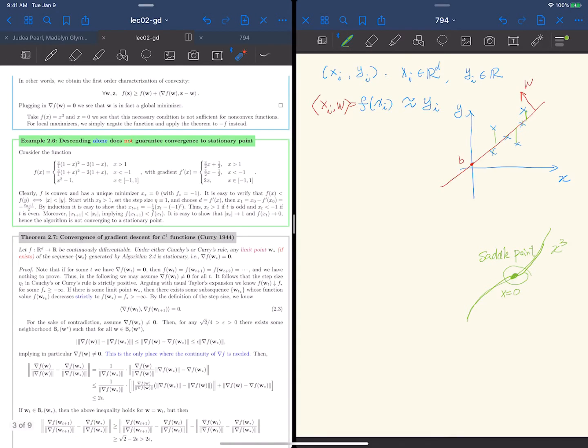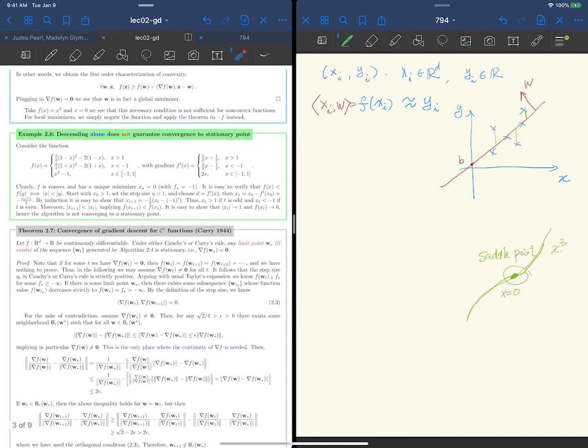Okay, and here's an example where strictly decreasing the function value does not guarantee convergence even to a stationary point, let alone a local minimizer or local maximizer. And you should also check this example by yourself. I put enough details there. You can follow by yourself.